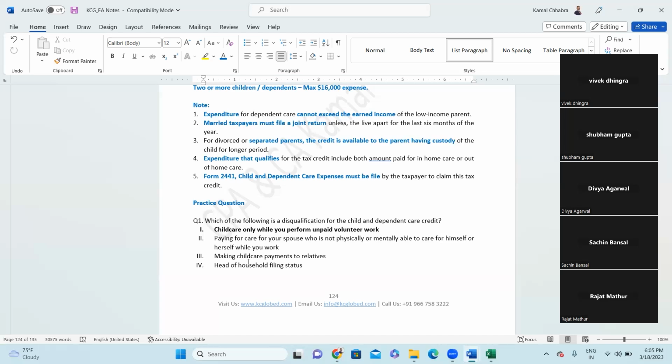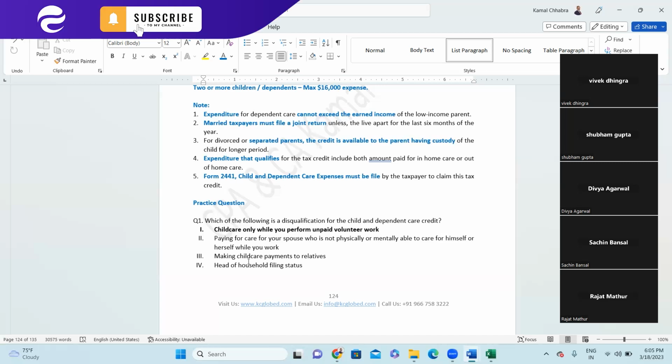Third point is the divorced or separated parents. For divorced or separated parents, the credit is available to the parent having custody of the child for more than half a year. So as we discussed in the morning, I think one of you might have had a doubt, right? If the husband and wife both want to claim custody of the son, then who should claim? The answer I gave earlier is the same as what is written here. The person, whether mother or father, who is incurring more than 50% of the living expense would be considered. Right?